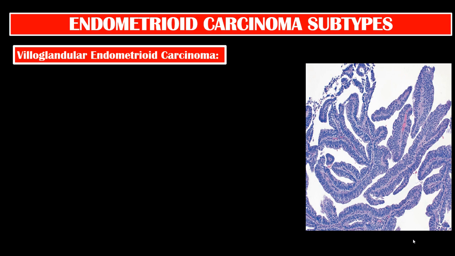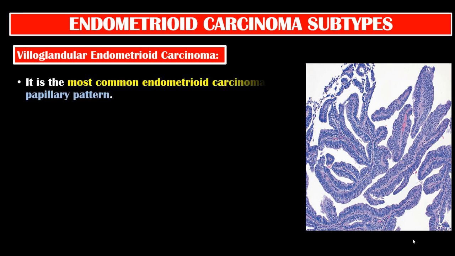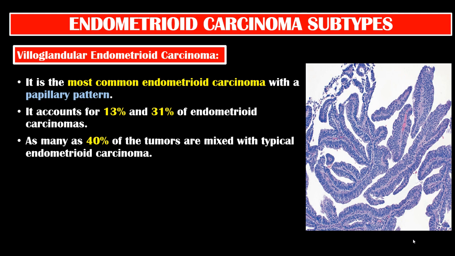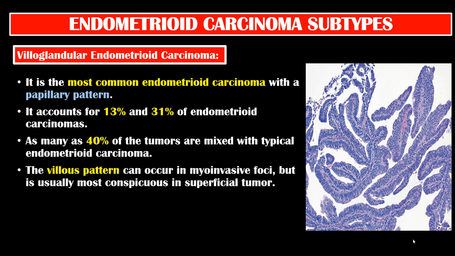Glandular endometrioid carcinoma. It is the most common endometrioid carcinoma with a papillary pattern. It accounts for 13% to 31% of endometrioid carcinomas. As many as 40% of the tumors are mixed with typical endometrioid carcinoma. The villous pattern can occur in myoinvasive foci, but is usually most conspicuous in superficial tumor.